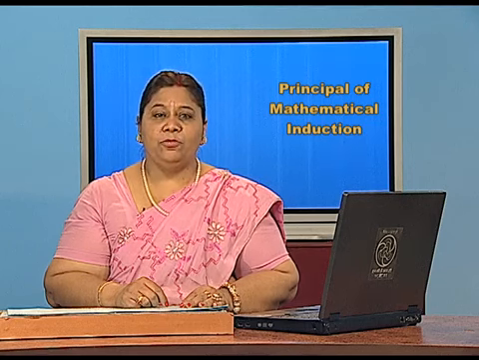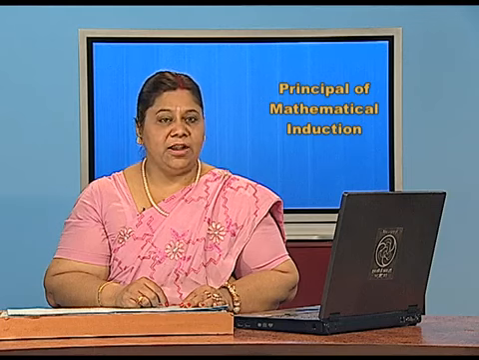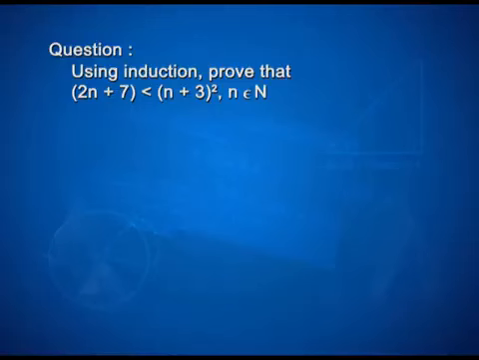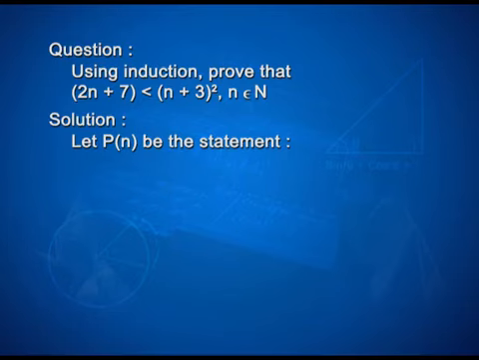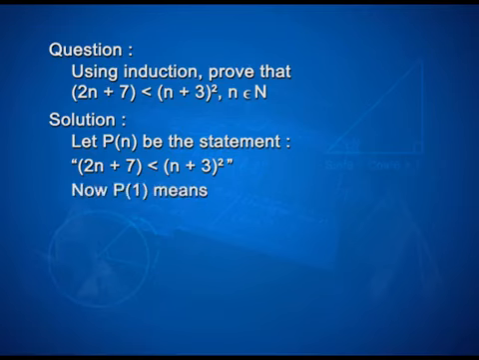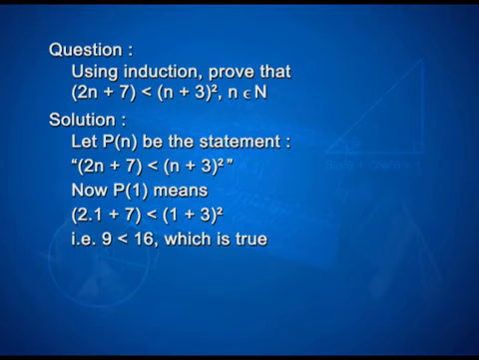Now, we have one more example which is involving inequality. Look at this. Using induction, prove that 2n plus 7 is less than n plus 3 whole square for every n belonging to N. For the solution, let P of n be the statement 2n plus 7 less than n plus 3 whole square. Now, P of 1 means 2 into 1 plus 7 is less than 1 plus 3 whole square. On simplification, we get 9 is less than 16, which is obviously true. Therefore, P of 1 is true.